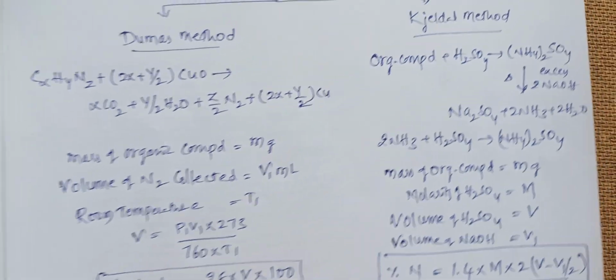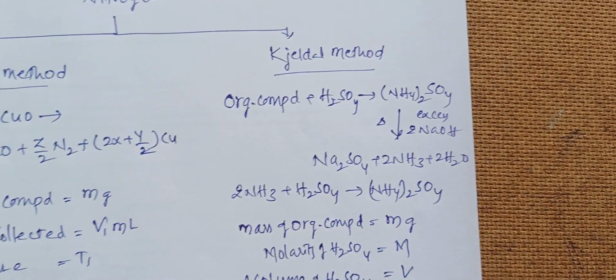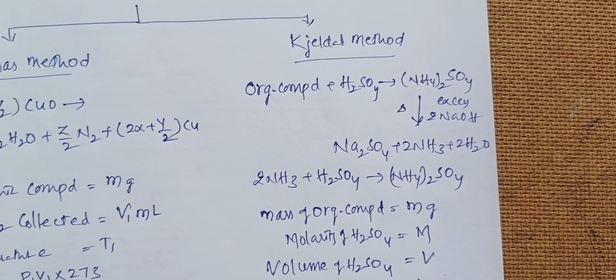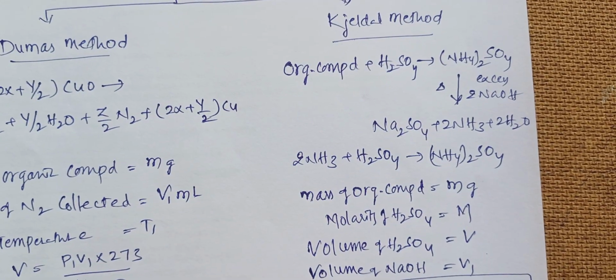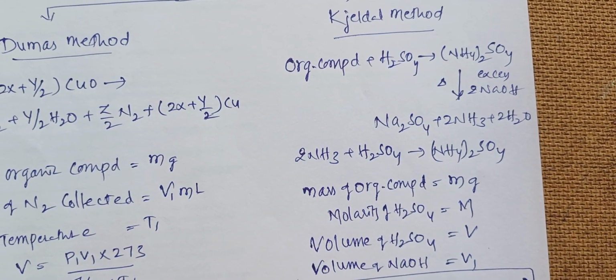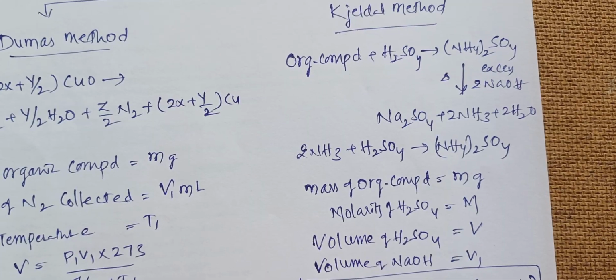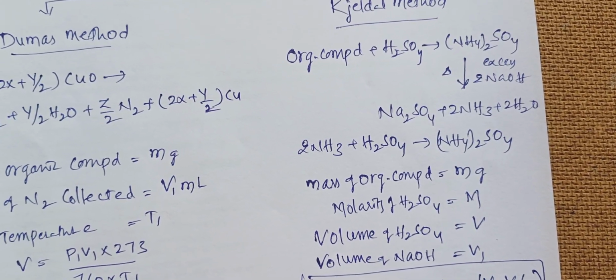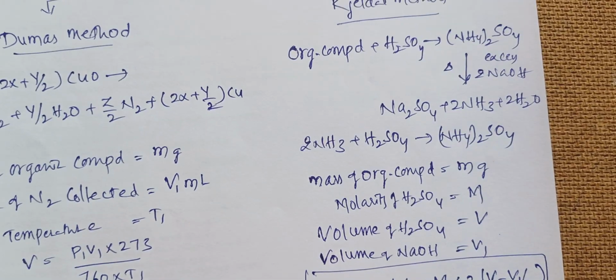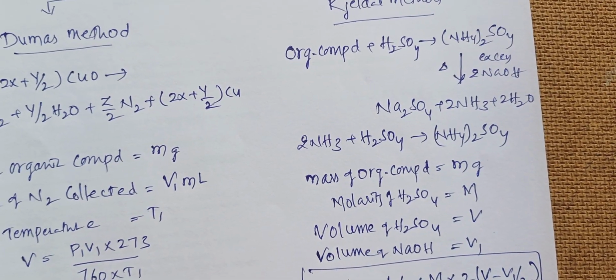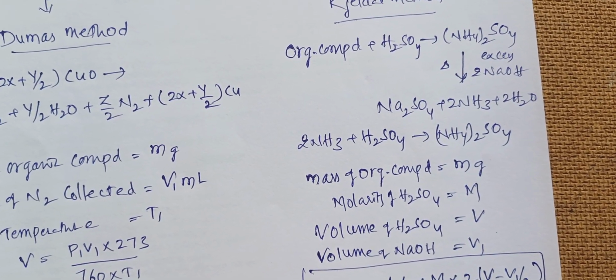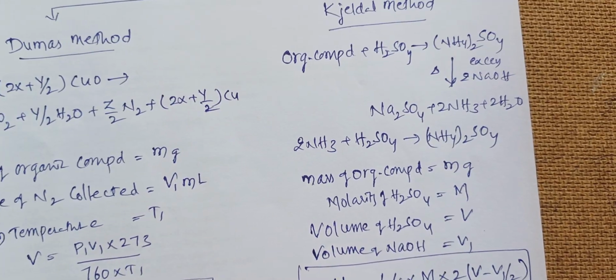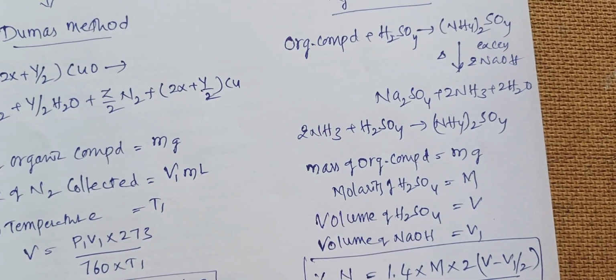Now if we go for the second, the Kjeldahl method, the process is that we react the organic compound with sulfuric acid so that we get ammonium sulfate, which we react with sodium hydroxide so that we get sodium sulfate, ammonia and water. This excess ammonia is again reacted with H2SO4 so that we further get ammonium sulfate. So this is the reaction. Here the method is slightly different.